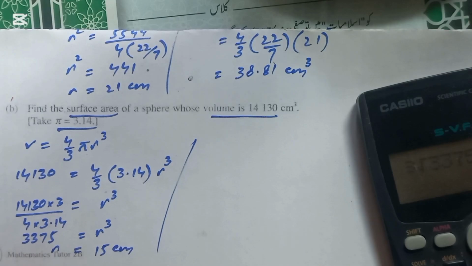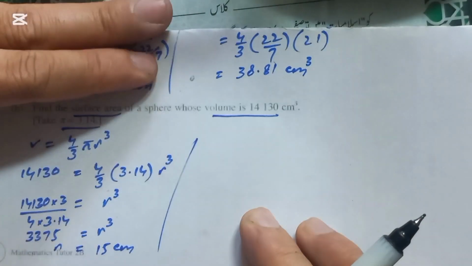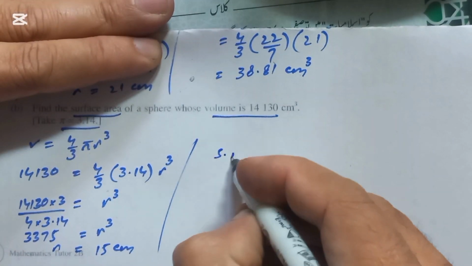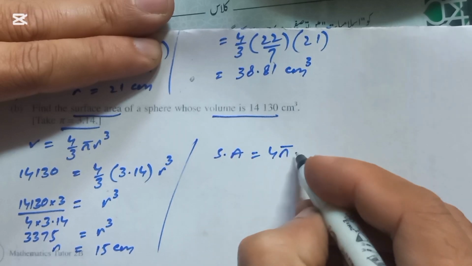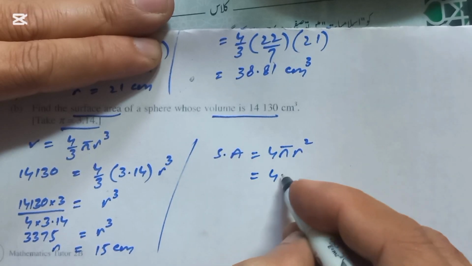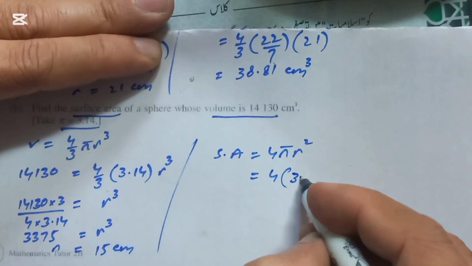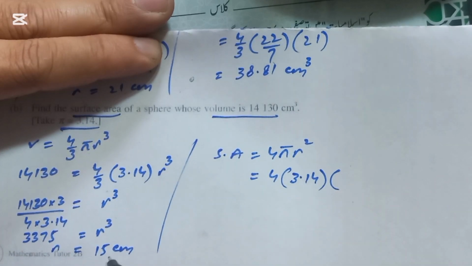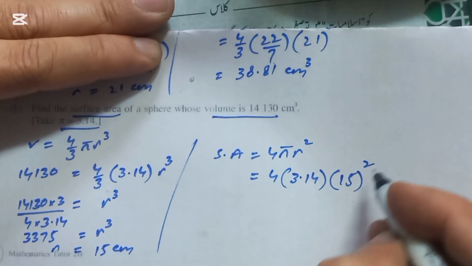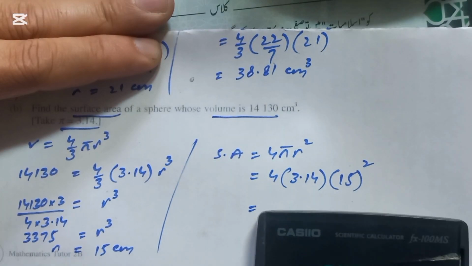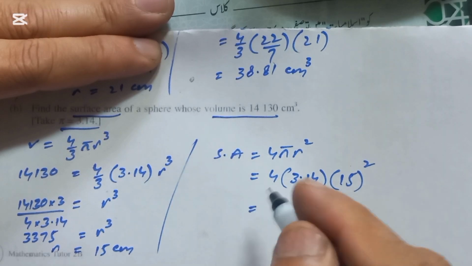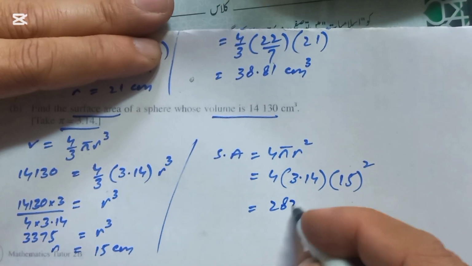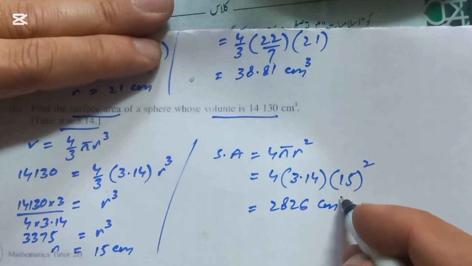Now we will find the surface area of the sphere. Formula for the surface area of the sphere is 4 pi r square. Put the values in the formula. Pi is given, that is 3.14. R is 15. Use the calculator again. 15 square multiplied by 3.14 multiplied by 4 equal to 2826. Centimeter square will be the unit.